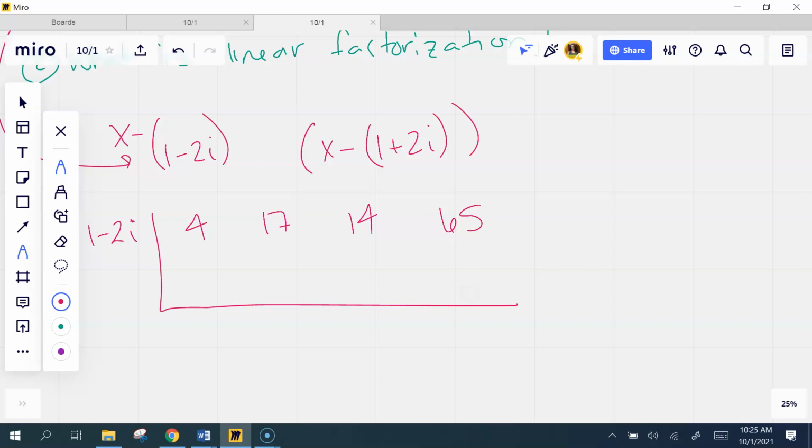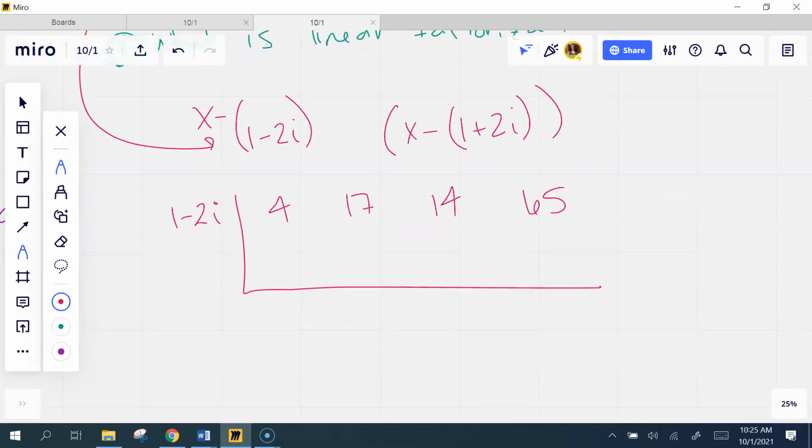I could do this one or the opposite. Because it's always minus, right? It was negative in here. Let's see what happens. 4, multiply across: 1 minus 2i times 4 is 4 minus 2i. And now add.